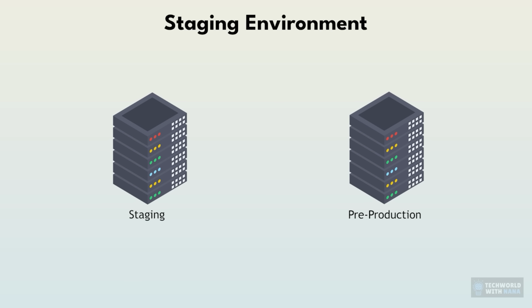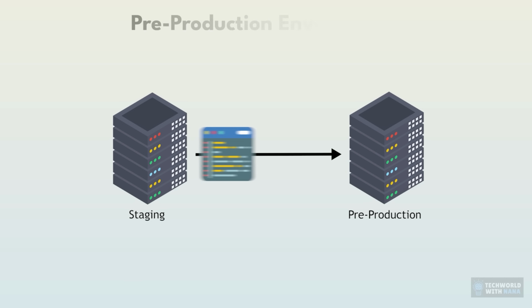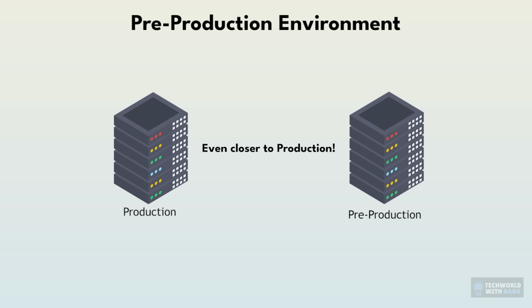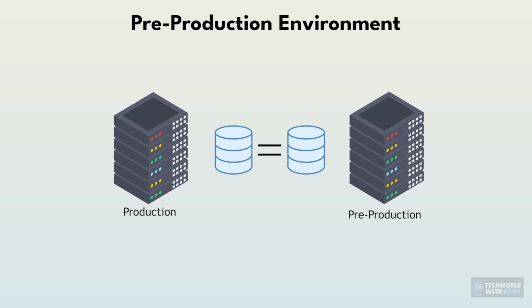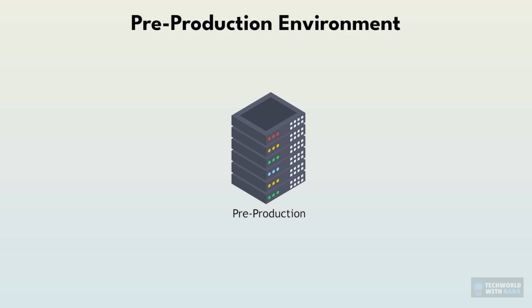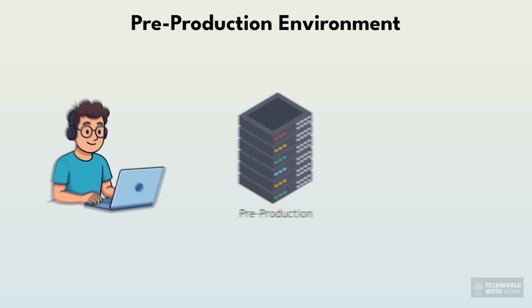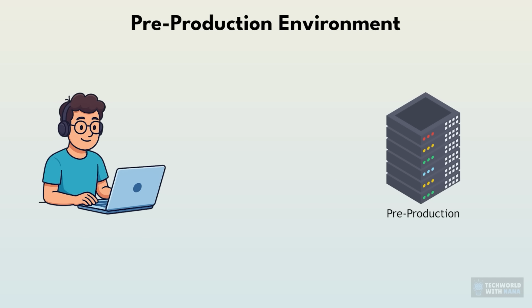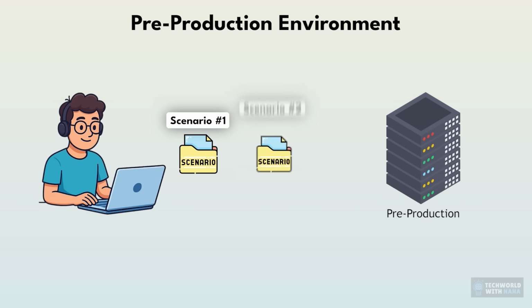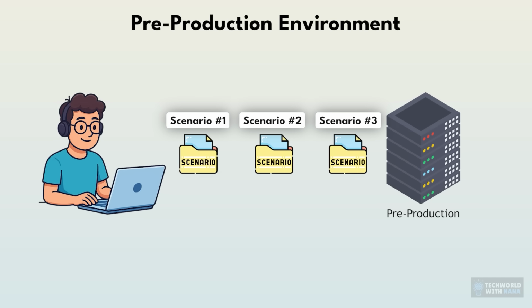Once everything is fine there, then your code goes to pre-production. And this environment is even closer to production. It might even use the same actual database as production servers, maybe just in read-only mode. So pre-production is basically a final sanity check. You test the deployment process itself, you verify that the monitoring and alerts work properly, you make sure rollback procedures work. So basically any single imaginable scenario is tested here.